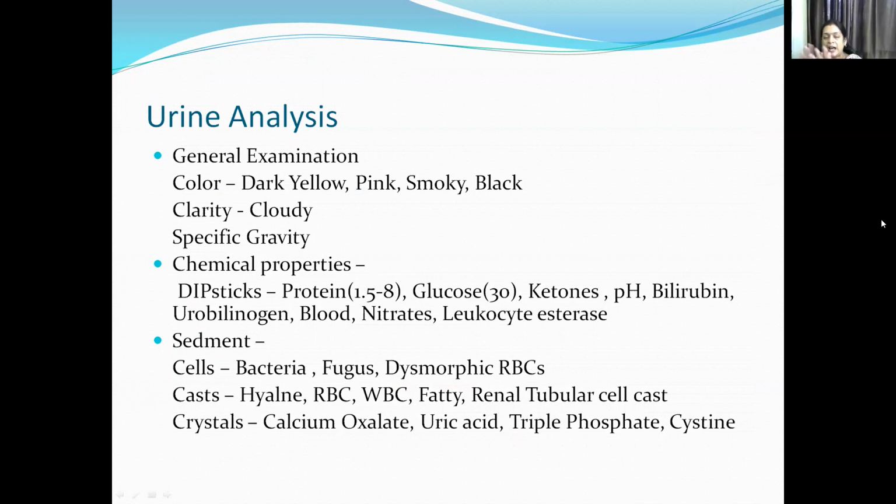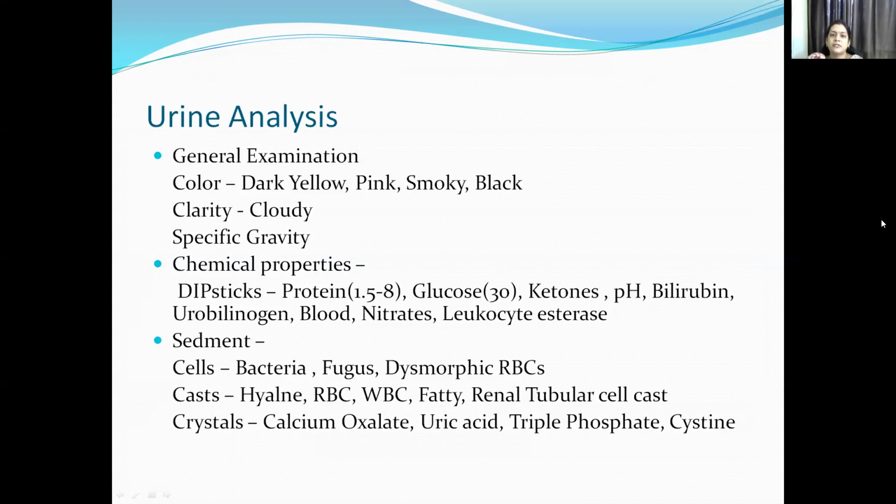Whenever you ask a person to collect urine, you give a container, and you will see the color of the urine. If it is dark yellow, you may think of jaundice. If it is pink, you may think of hemoglobinuria. If it is smoky, you think of acute glomerulonephritis. If it is black, in long-standing cases of alkaptonuria, it will turn black. Now, the other thing you have to see is clarity. If it is cloudy, you will think of phosphates and so on.